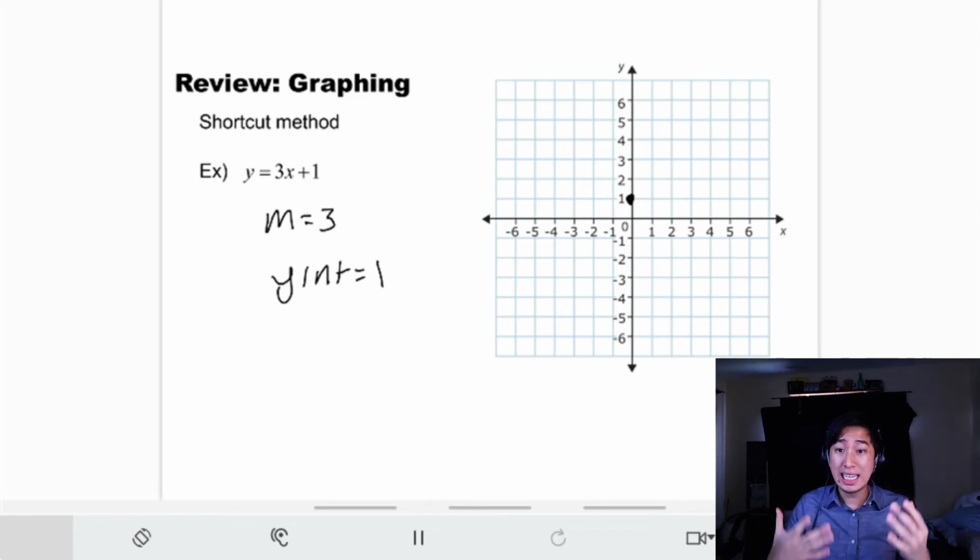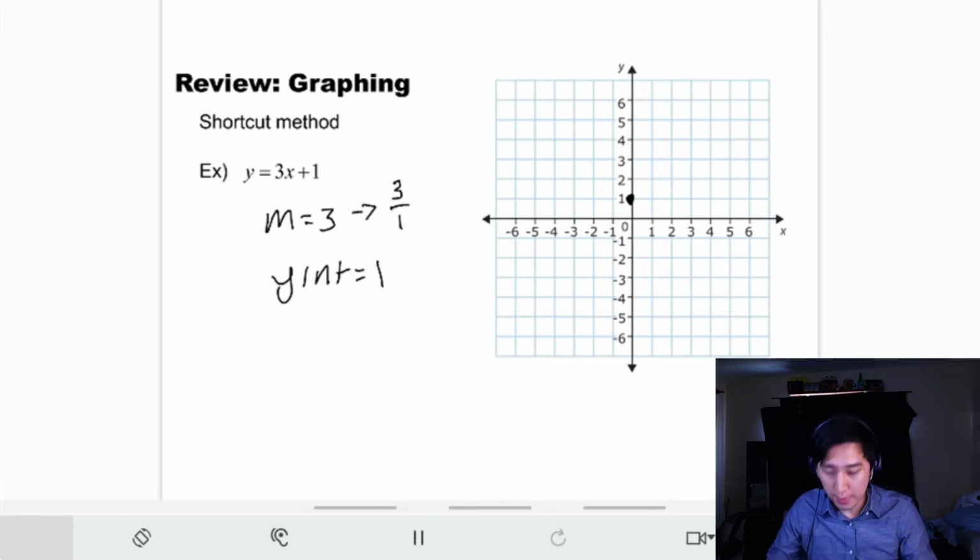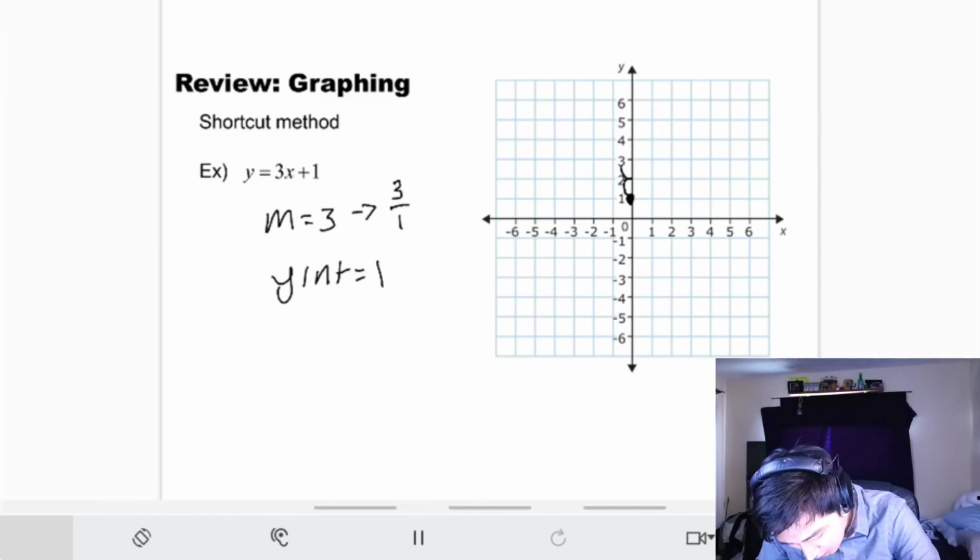But our slope isn't in a fraction form. So we don't know what our rise is. We don't know what our run is. But what you do know is that we can turn any number into a fraction by just putting it over 1. So this is the same thing as saying 3 over 1. So that means from this point, I have to rise 1, 2, 3. And then I have to run 1. And this is how I get my second point.